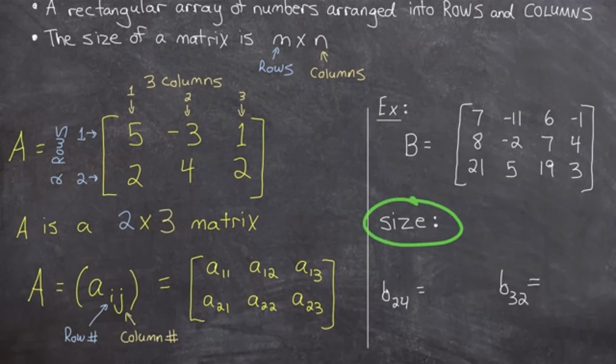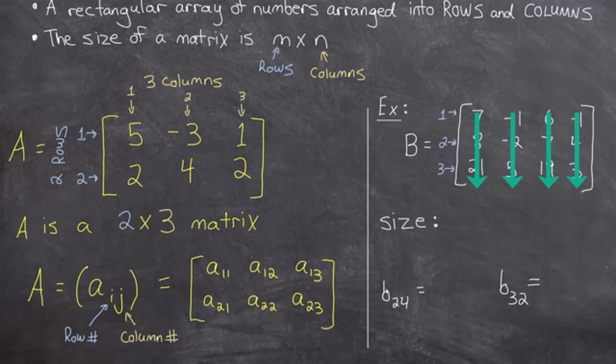To define the size of the matrix, I need to know how many rows and columns does it have. Remember, rows are horizontal, so we have 3 rows, and columns are vertical, so there are 4 columns, which means this is a 3 by 4 matrix.